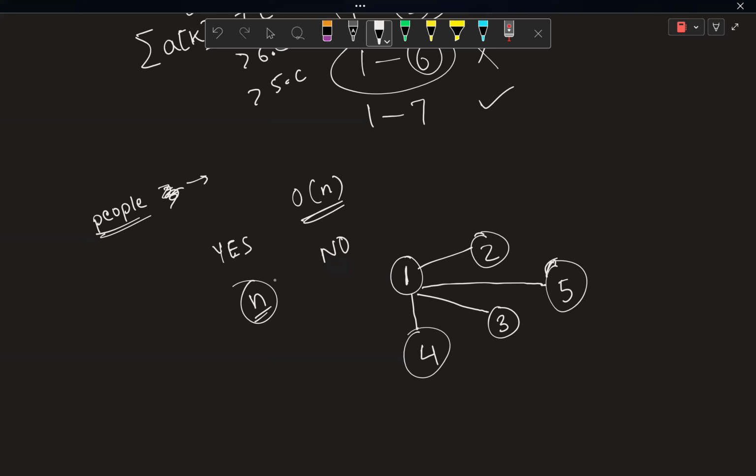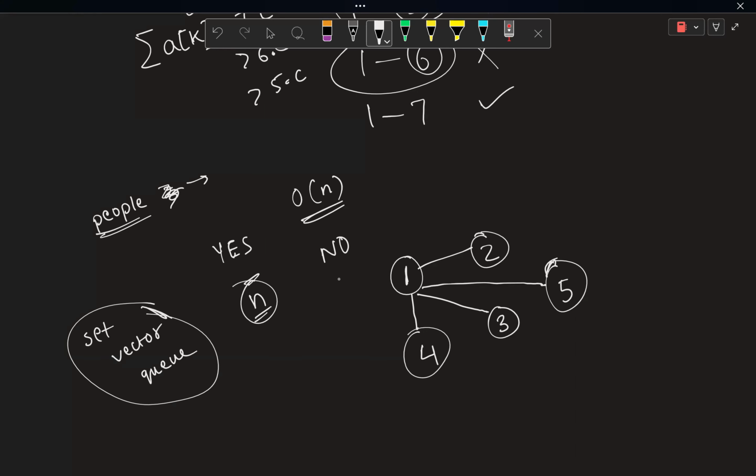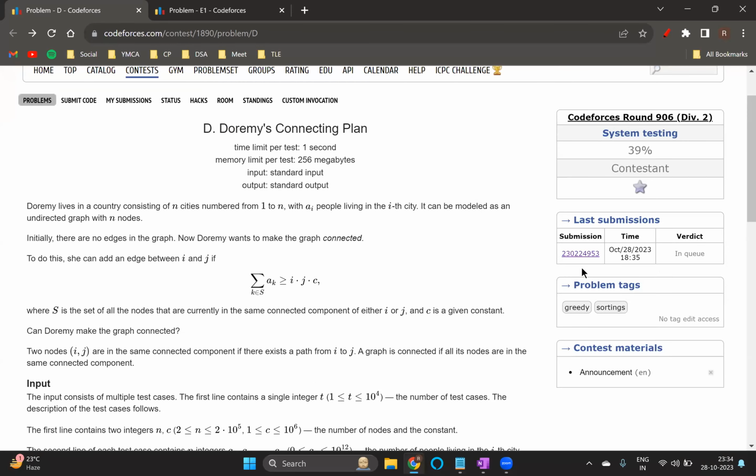Right. If there is any node which is not connected to one, in that case, the answer is no. And for keeping track of the nodes which have not been connected to one, you can just maintain something like a set or a vector or a queue, any data structure in which you keep track of the nodes which you have not connected. If you try to even optimize this, you would be able to store it inside just one integer as well, but you don't really need to go into that much optimization. A set is fine. Okay, so let's look at the code then.